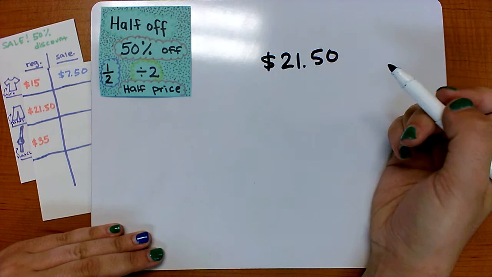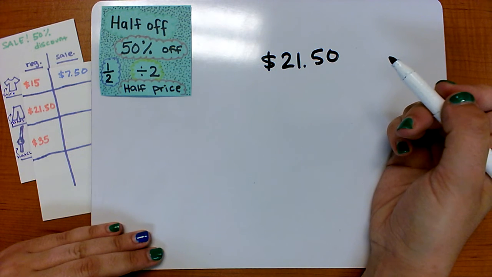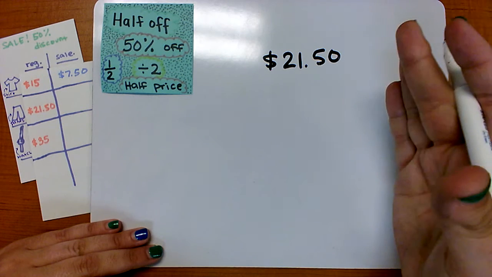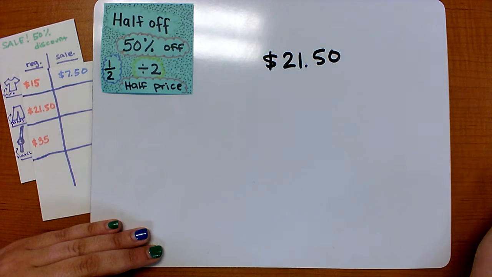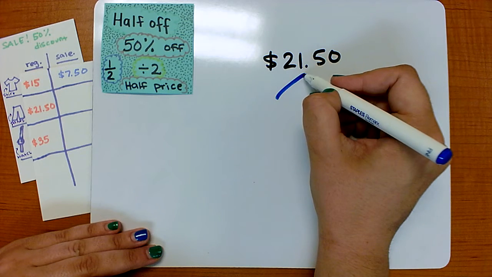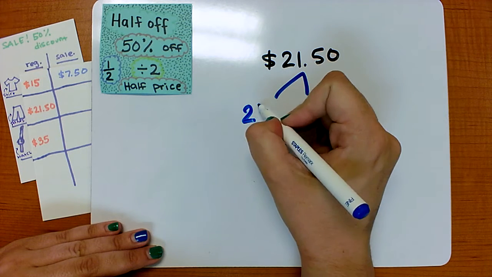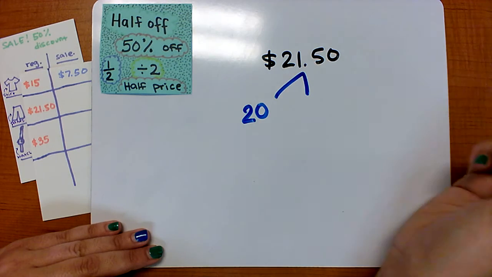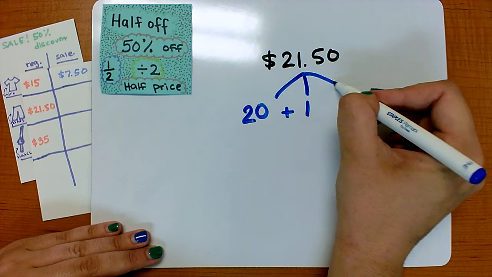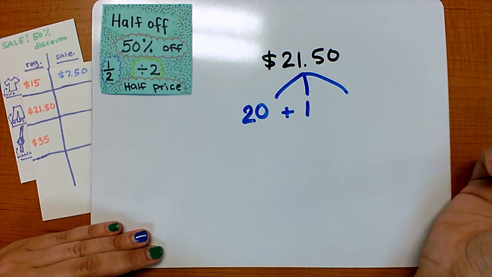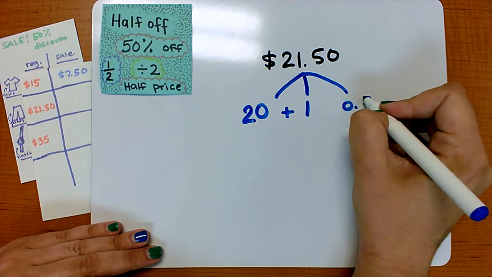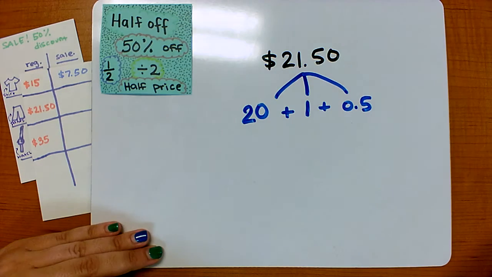So, like I said, there's lots of ways to partition. I'm going to just go with my tens and my ones, because place value makes sense to me. 20 in my tens, 1 in my ones, and I'm going to just add another part. When you partition, you can partition into 2 or more parts. 0.5. Okay.